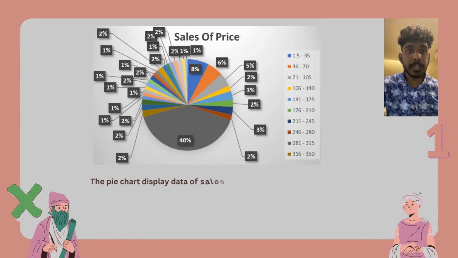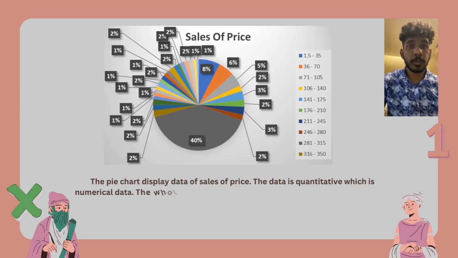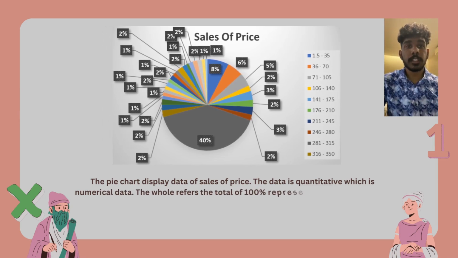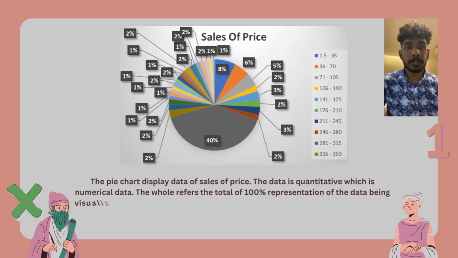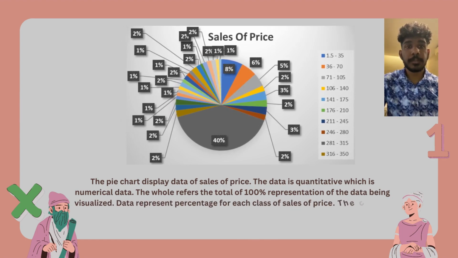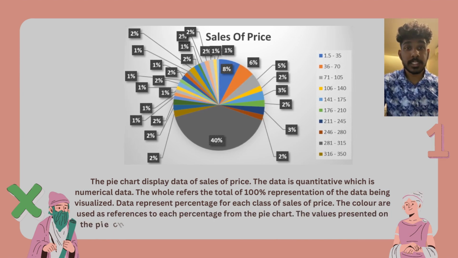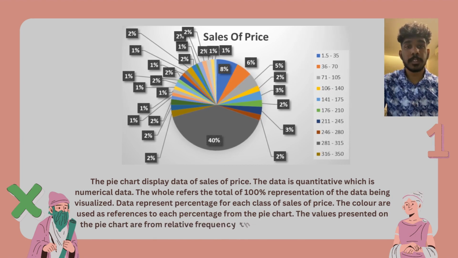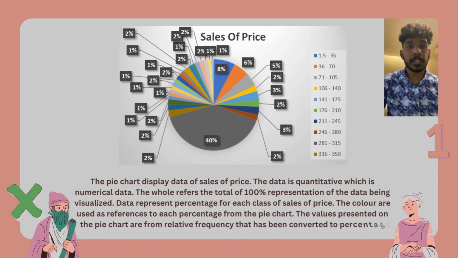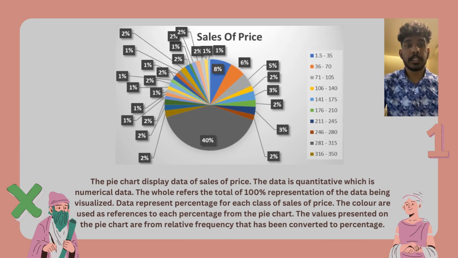Next, the pie chart displays data of sales price. The data is quantitative, which is numerical data. The whole refers to the total of 100% representation of the data being visualized. The data represent the percentage for each class of sales price. The colors are used as a reference to each percentage in the pie chart. The values represented in the pie chart are from relative frequency that has been converted to percentage.